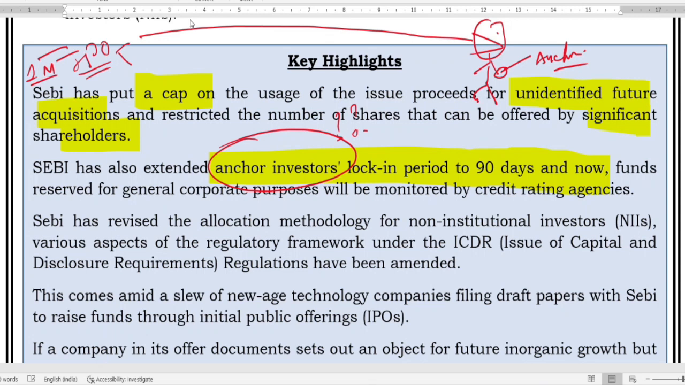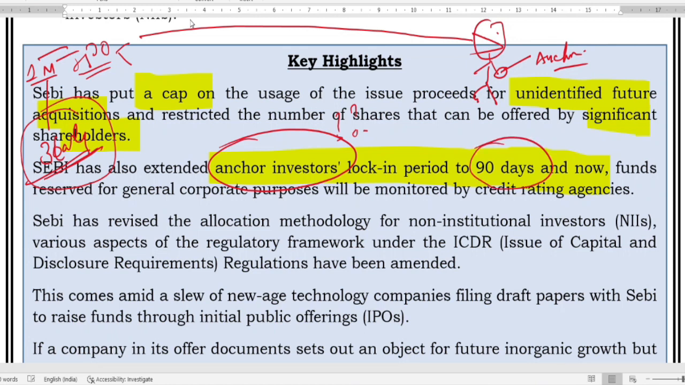So what will the anchor investor say? Okay, I will buy 3 lakh shares. 1 million is 10 lakh, so I will buy 3 lakh shares, which means 30% of the issue will be with the anchor investor. So even if the issue is not subscribed fully, the management of the company will be rest assured that 3 lakh shares have been given to the anchor investor. Now SEBI has extended the period, so that they have to remain invested for 90 days.